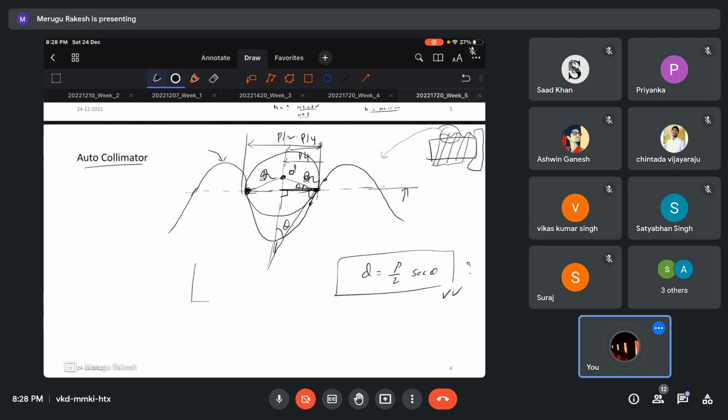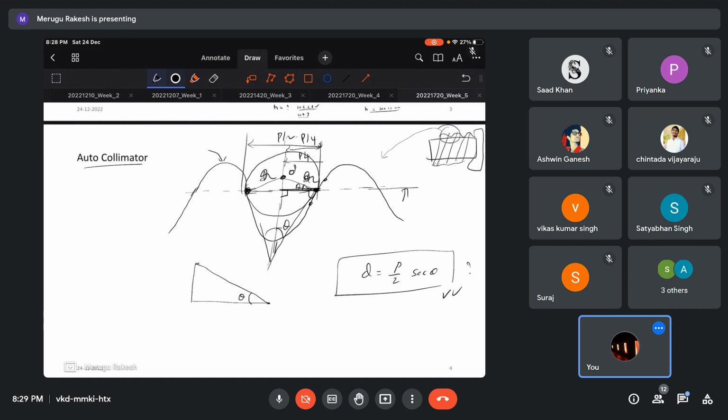There is a triangle here with angle theta here. What is this theta? Is this the pressure angle? I can say it is the half thread angle. Sir, is theta the thread angle or half the thread angle?